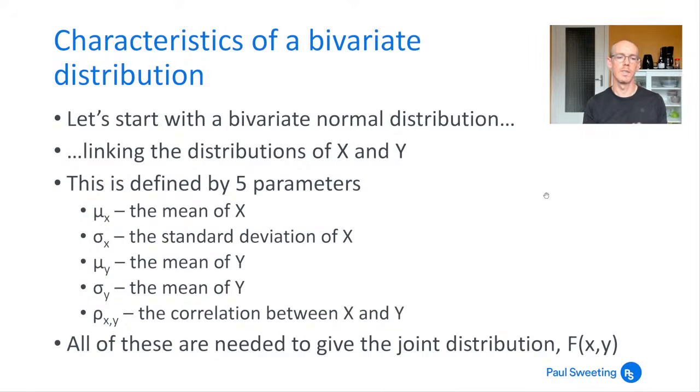So let's think about the characteristics of a bivariate distribution, and the one I want to think about in particular is a bivariate normal distribution, for reasons which will become clear. And this is something which links the distributions of x and y. Bivariate normal distributions, multivariate normal distributions get used an awful lot in the world of finance. You've got a whole load of asset classes or securities and you're trying to model them. One of the most common ways of doing that is starting with an expected return for each of the asset classes, a volatility for each of the asset classes, and a correlation matrix between those asset classes.